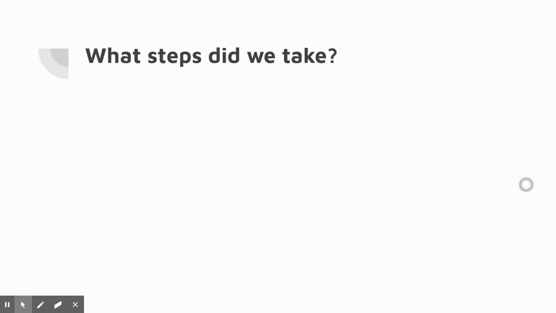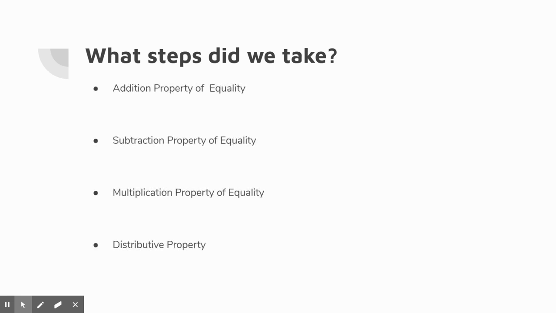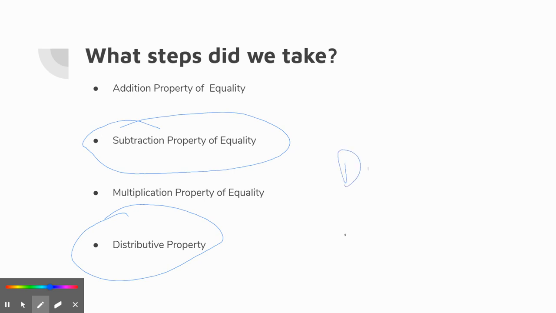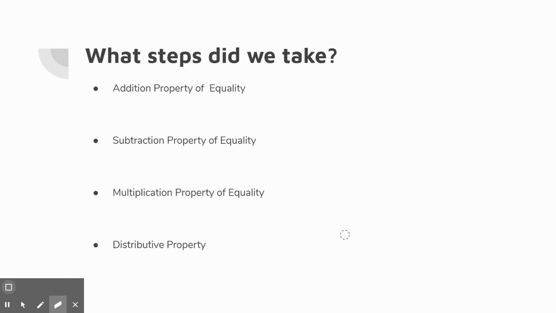So now we're talking about the steps that we took. In that one, I used the distributive property, the subtraction property of equality, and the division property of equality because I divided both sides by 8. So I used the subtraction, distributive, and the division property of equality. If you did the others and you did them correctly, you probably used all 5 of these properties throughout the 4 questions.